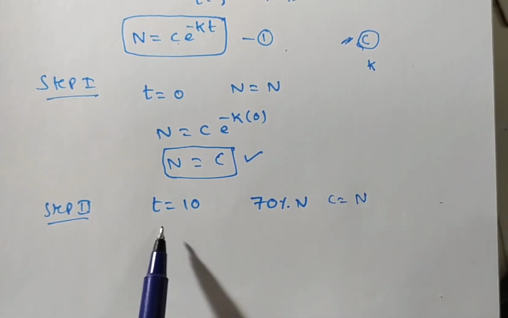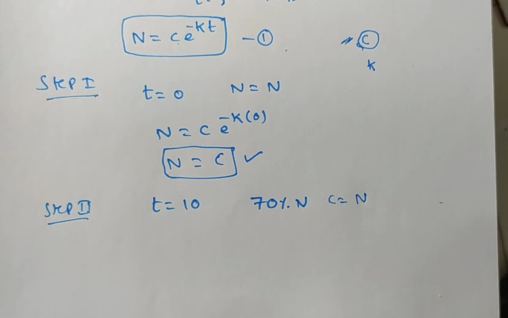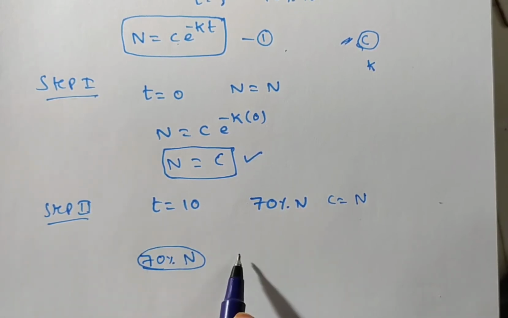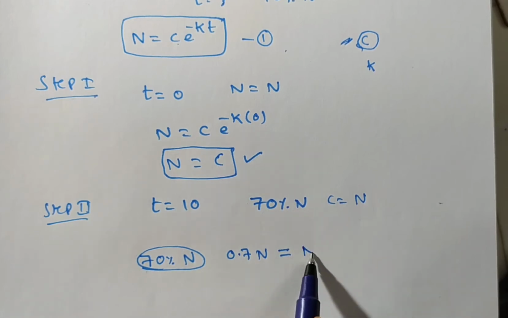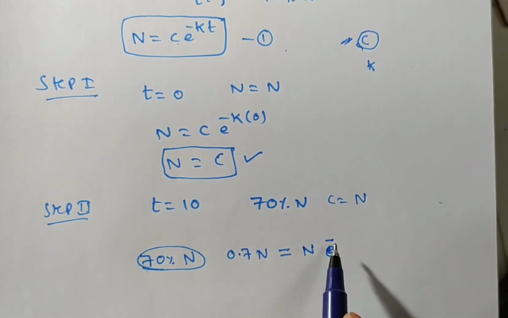Now you substitute these 3 values in equation number 1. Now N is how much? 70% of N. Simply you can write 70 by 100, which is 0.7 N. This equals C. Do you know the C value? Yes. What is the C value? N, times e to the power of minus K. Do you know K? Don't know. So K is as it is.